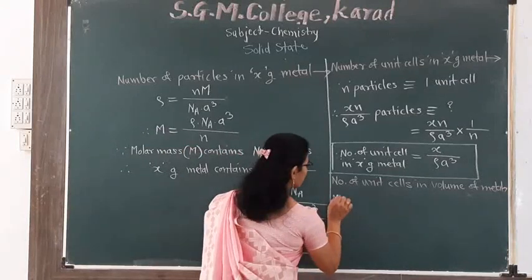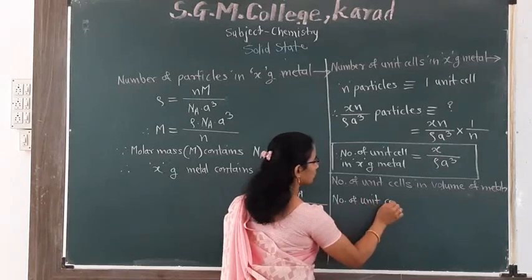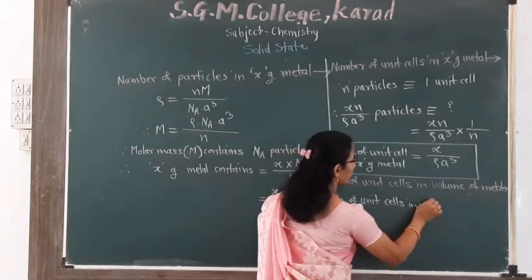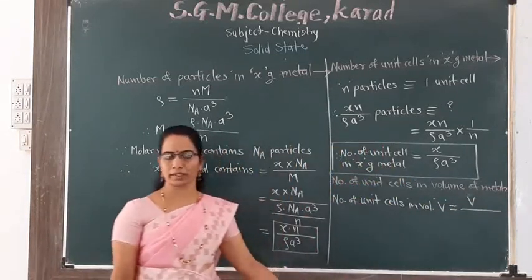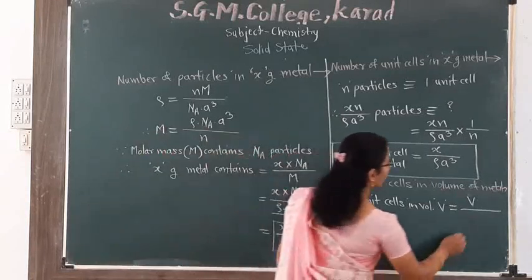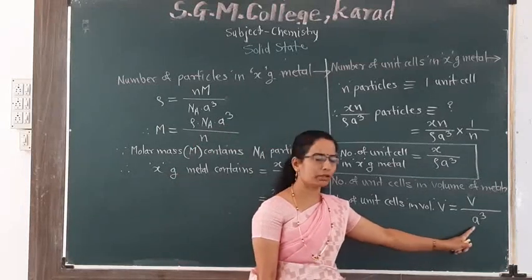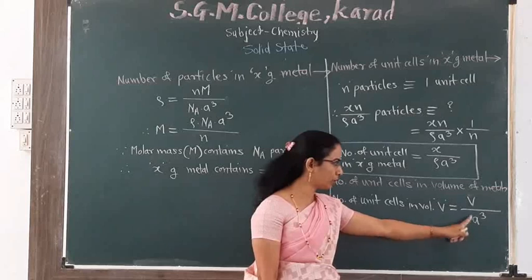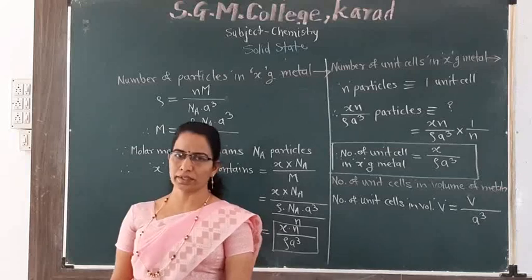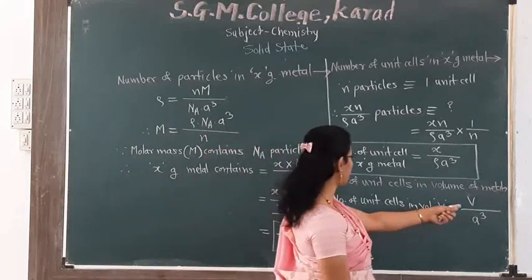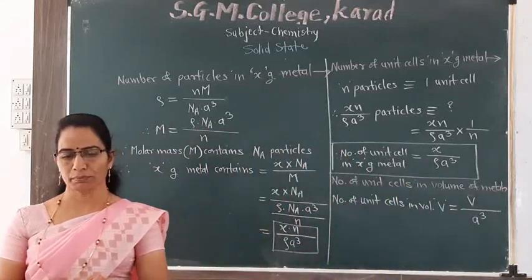Number of unit cells in volume V is equal to the given volume V upon the volume of a single unit cell. And we know that the volume of a single unit cell is A cube. So total given volume upon the volume of a single unit cell. By using this simple relation, you can find the number of unit cells in the given volume of metal.